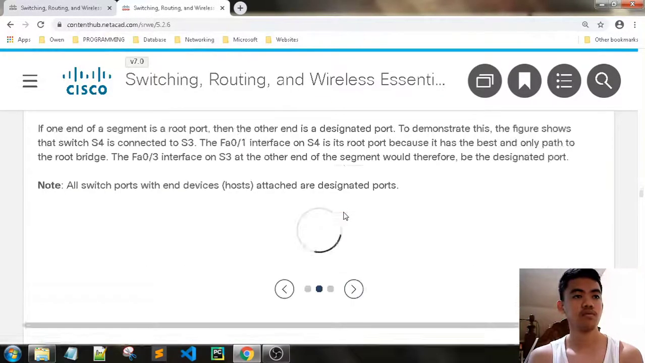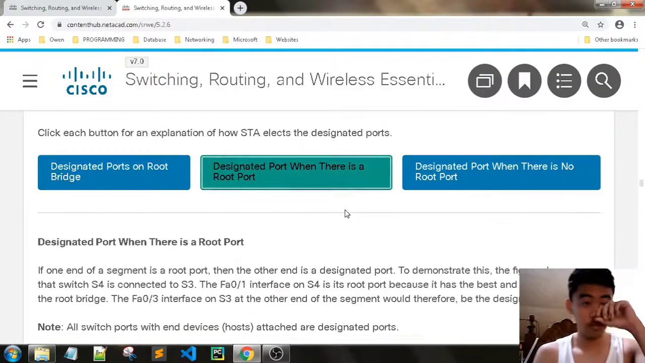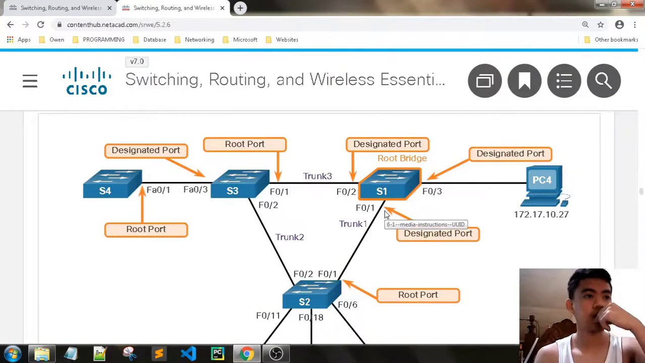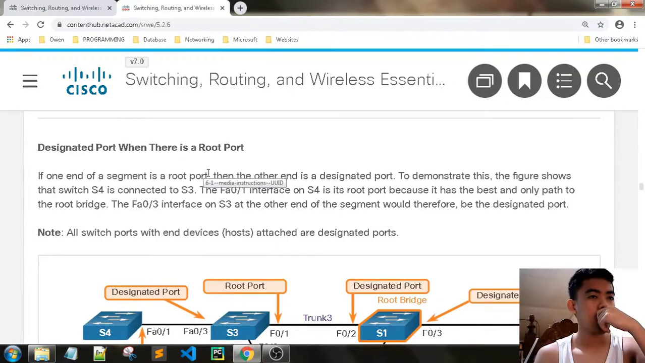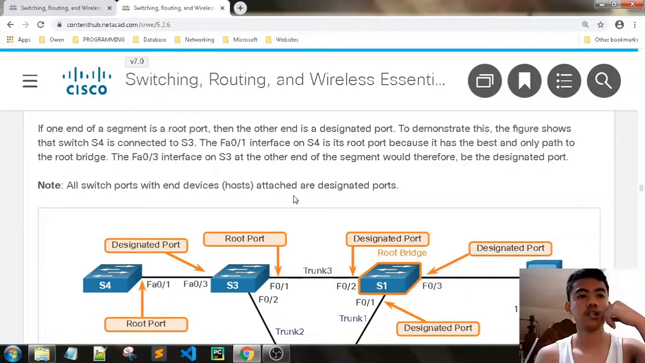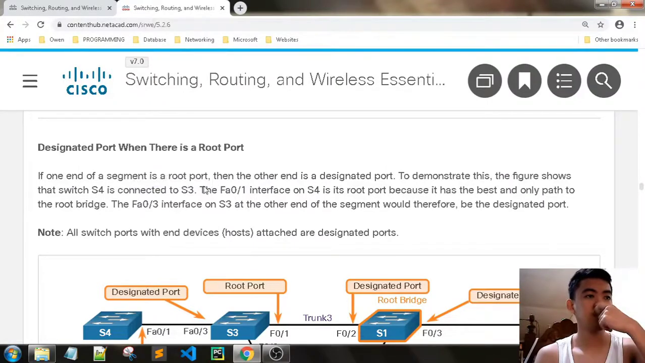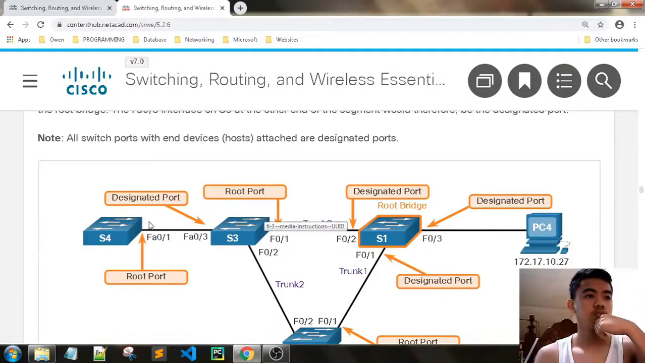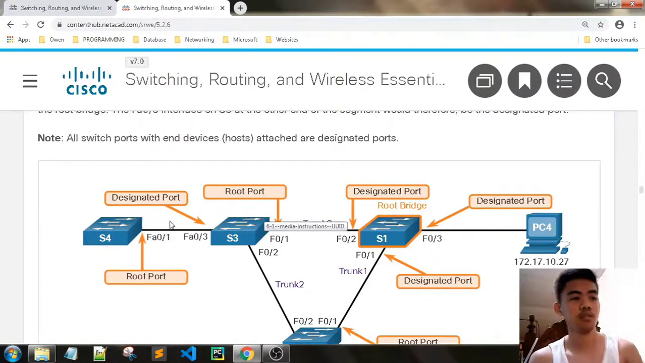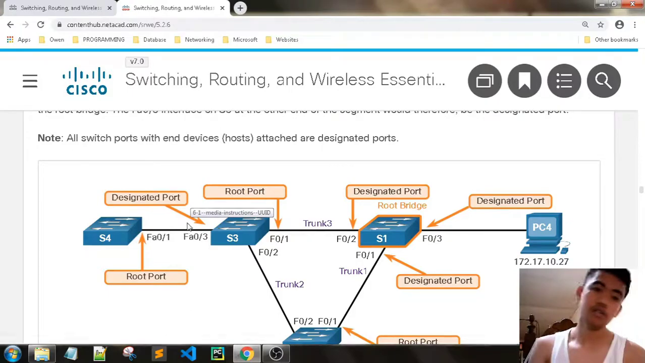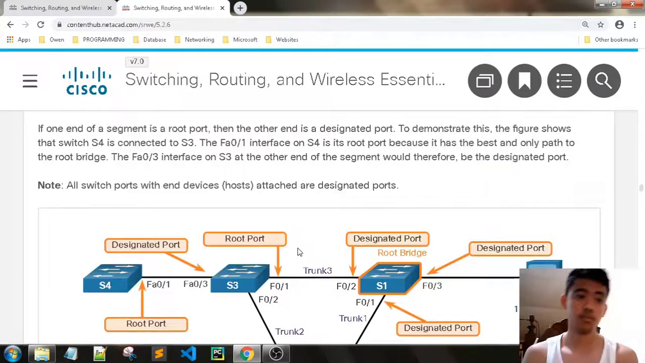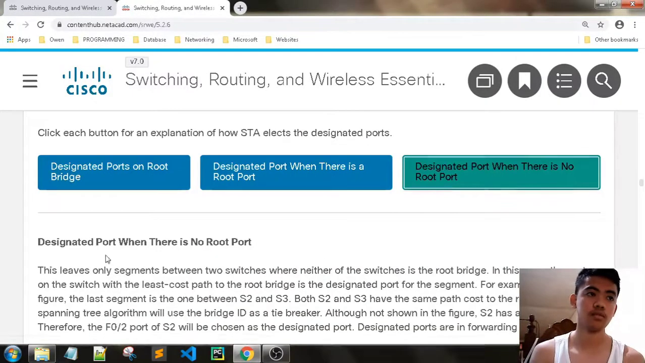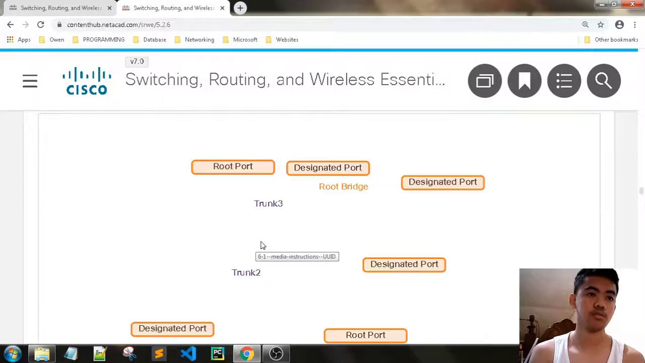We also have the designated port when there is a root port. If one end of a segment is a root port, then the other end is the designated port. For example, for the link between S4 and S3, we have the root port here and the designated port here. If one is the root port, then the other end is the designated port.